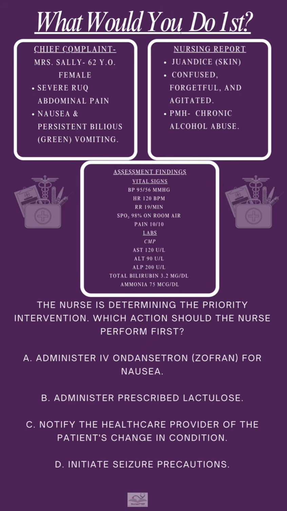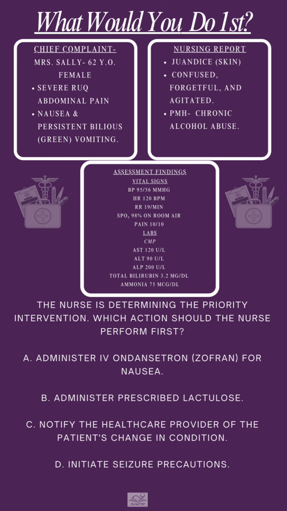Nursing students, what would you do first? Your patient is coming in with severe right upper quadrant abdominal pain, nausea and vomiting, and her family reports her skin has become more yellow and she's been more confused lately. The night shift nurse tells you that Miss Sally has a past medical history of chronic alcohol abuse and her last drink was about 24 hours ago.